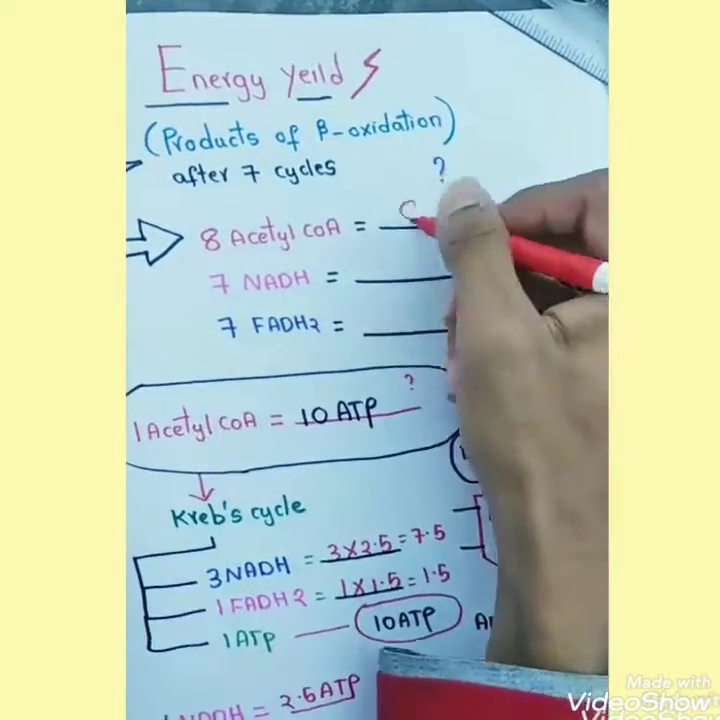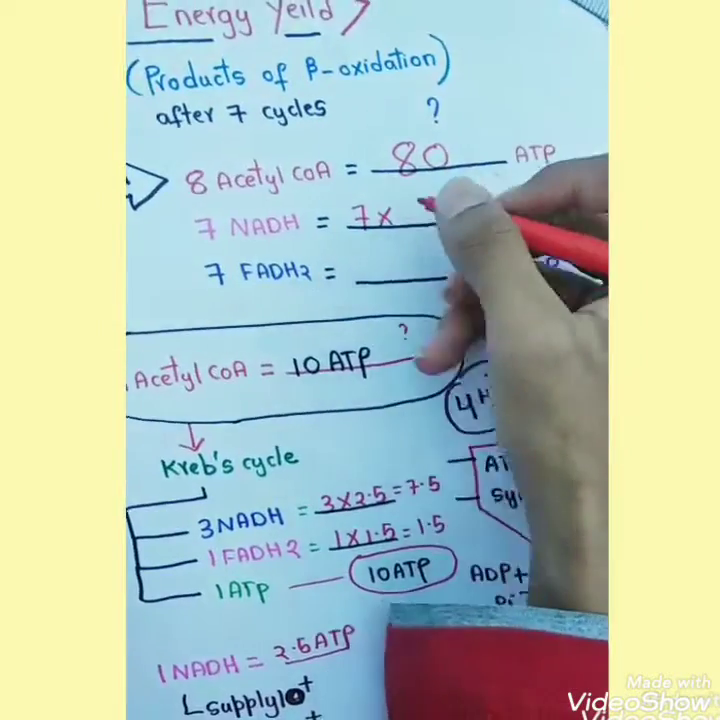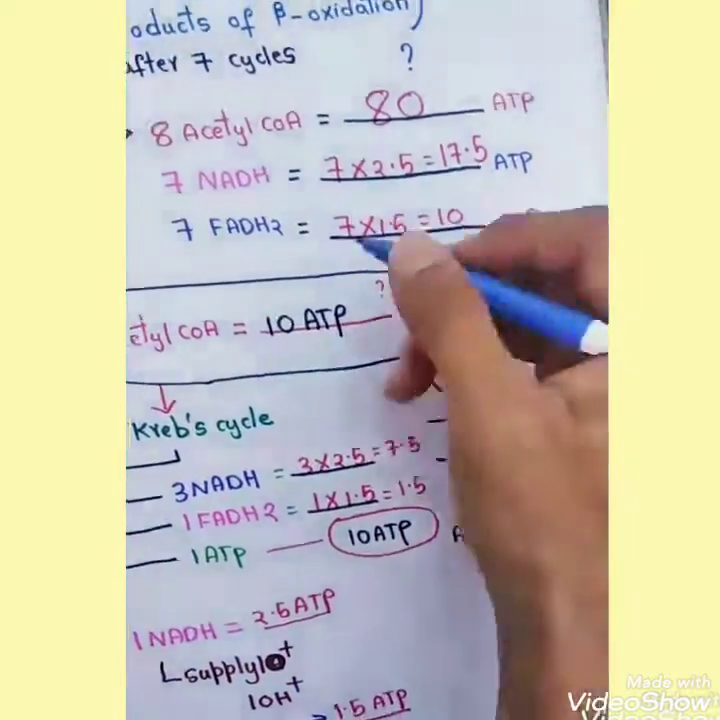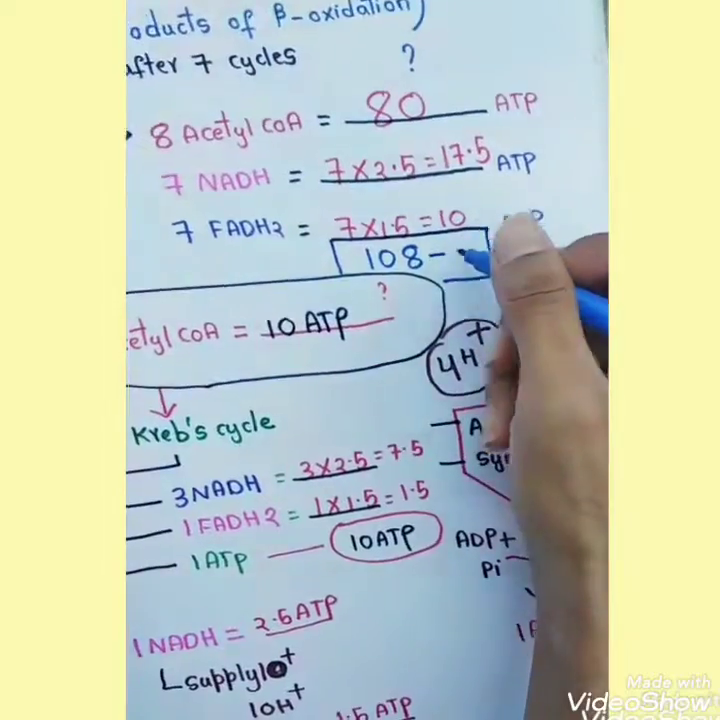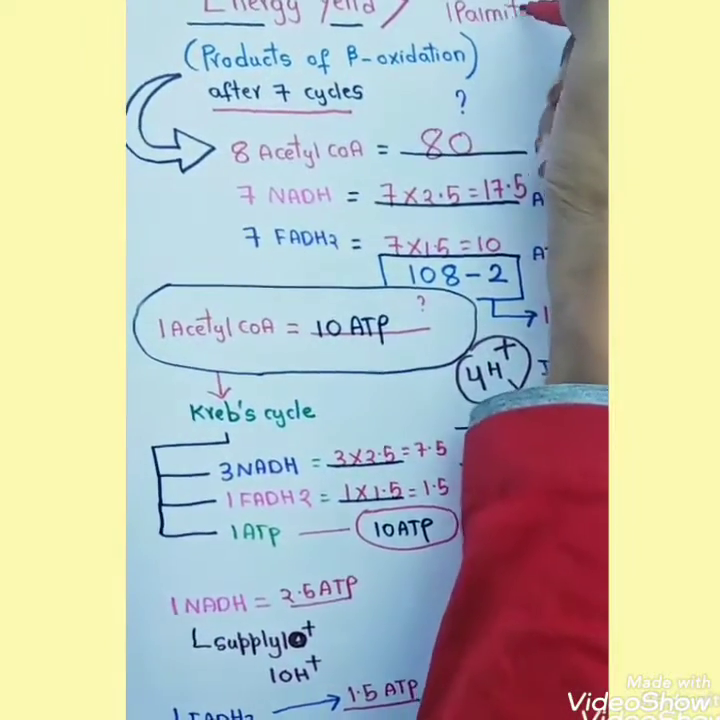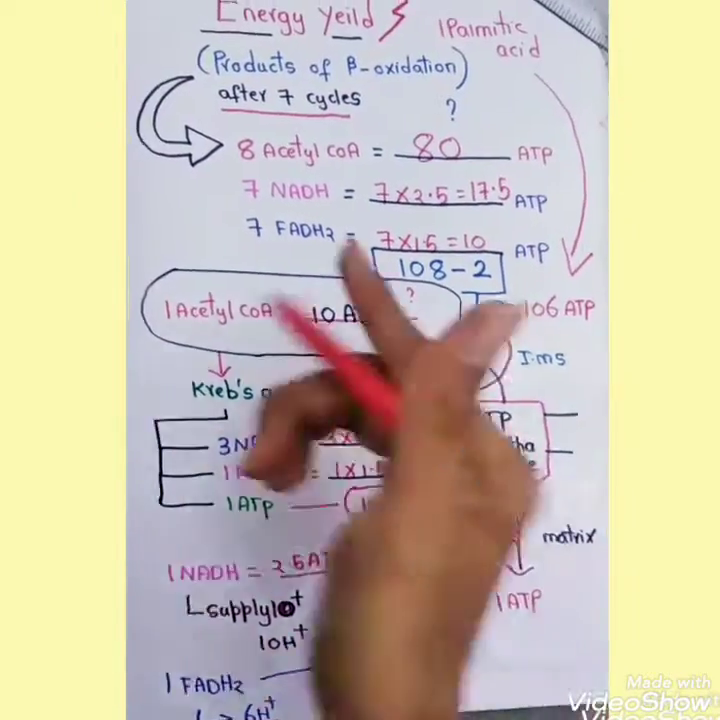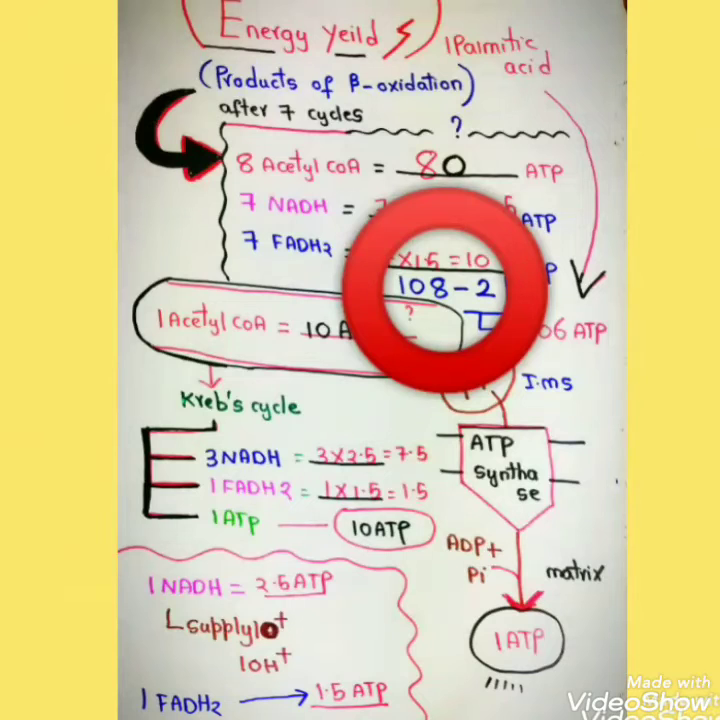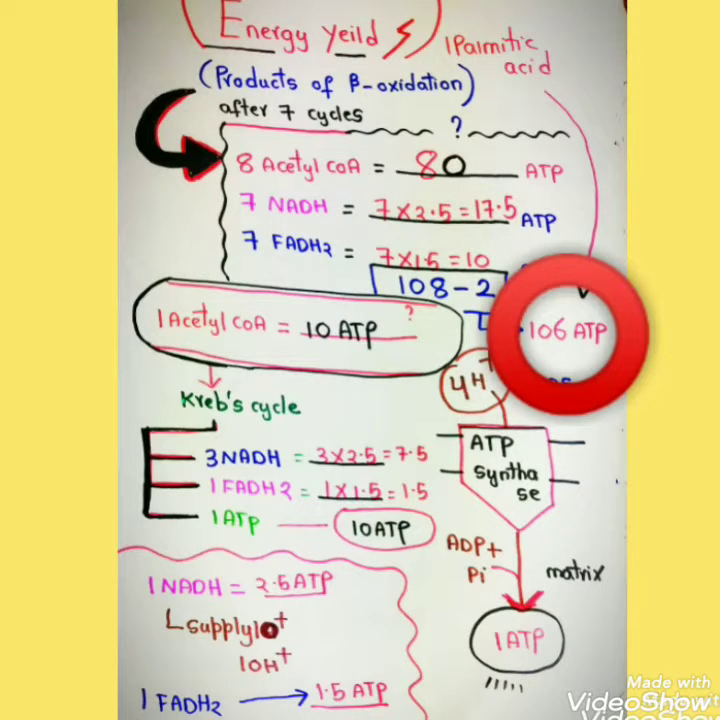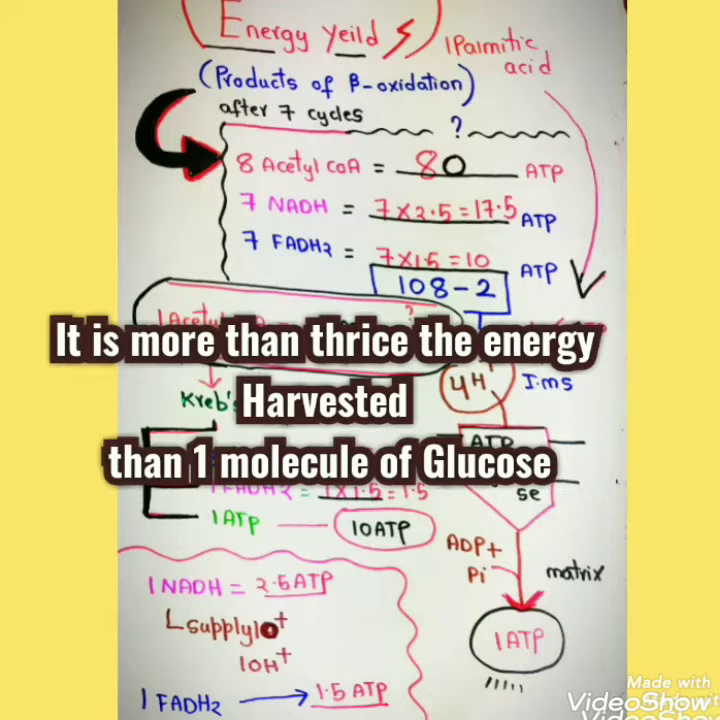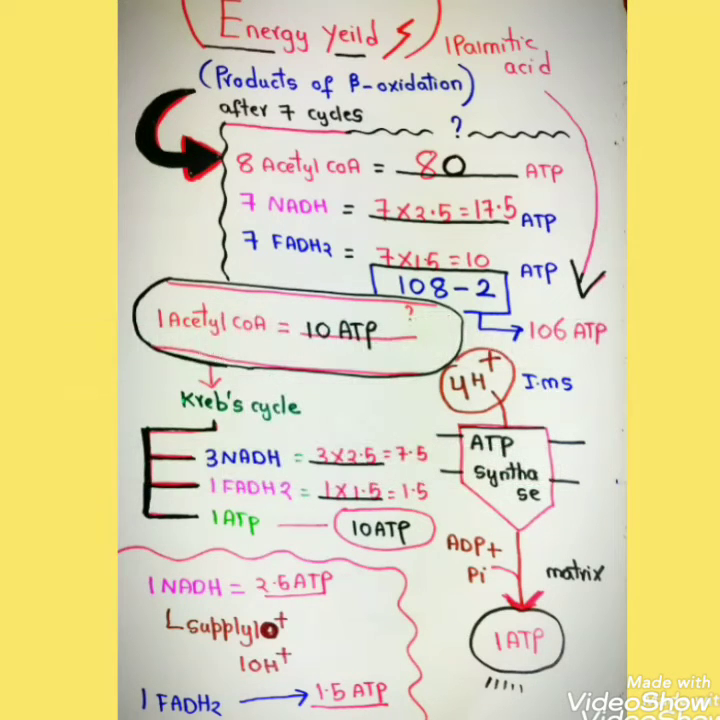Then 8 molecules of acetyl-CoA can yield 80 ATP, 7 molecules of NADH can yield 17.5 ATP, and 7 molecules of FADH2 can yield 10 ATP. Overall we got 108 ATP, but we subtract 2 because 2 are used for the palmitoyl-CoA activation. So overall 1 molecule of palmitic acid can give you 106 ATP. So finally, from the beta oxidation of 1 fatty acid, we have yielded 106 ATP. You know, this is about thrice the energy harvested from 1 molecule of glucose. That's why fats have a very high amount of energy.